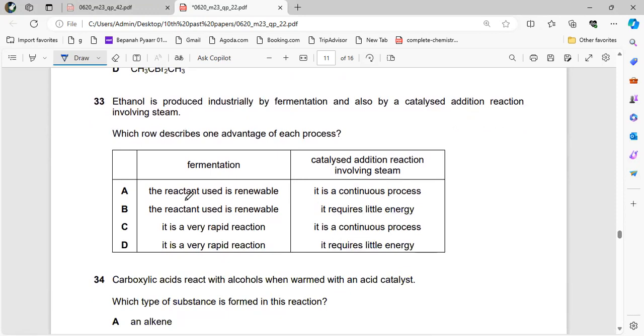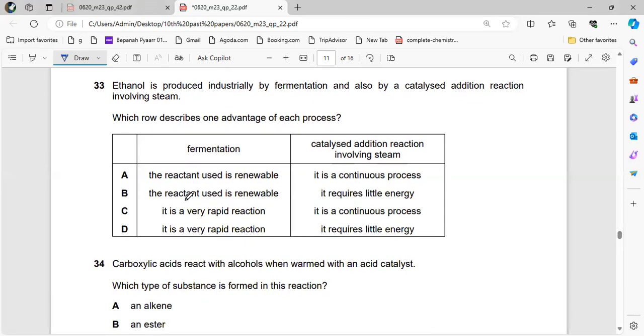Okay. Ethanol is produced industrially by fermentation and also by catalyzed addition reaction involving steam. Describe one advantage of each process. Now, fermentation uses a renewable resource, that is yeast and glucose. So, that is one of its advantages. So, we have option A and option B with the same options, renewable resources. In catalyzed addition reaction, which involves steam, it is a continuous process. That is why option A is the correct answer.